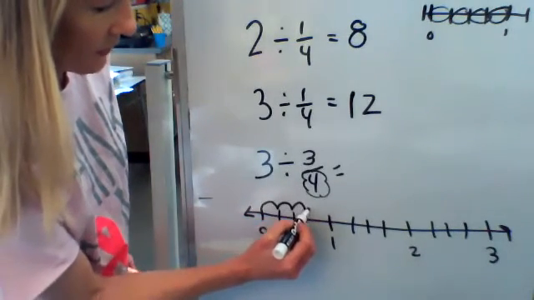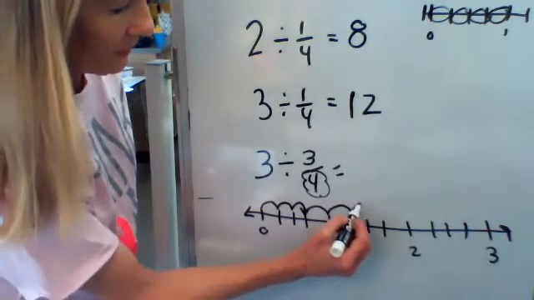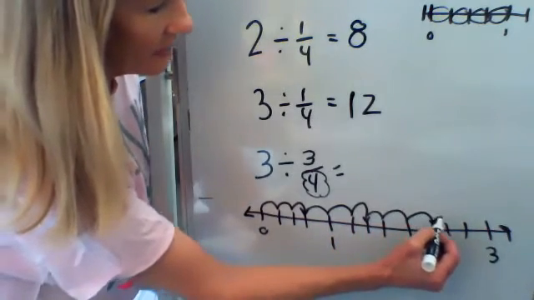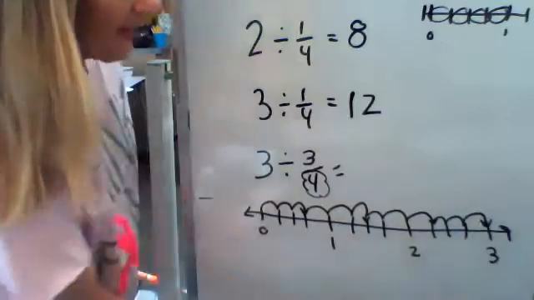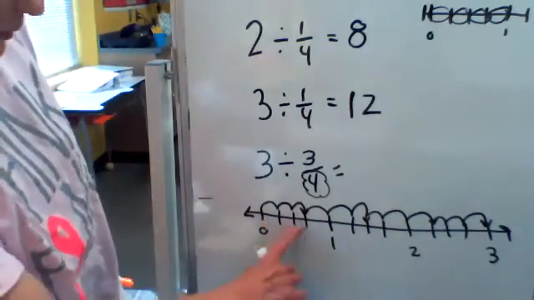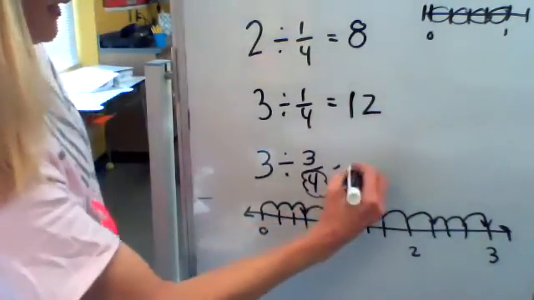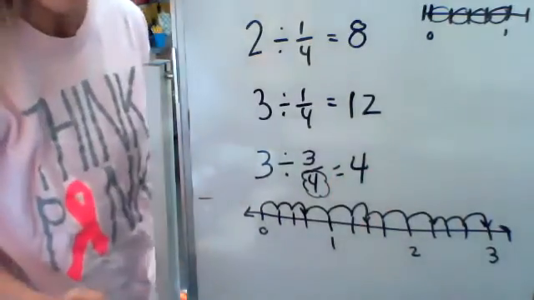1, 2, 3/4, that's 1. 1, 2, 3/4, that's 2. 1, 2, 3/4, that's 3. 1, 2, 3/4, that's 4. So there was 1 group, 2 groups, 3 groups, 4 groups. So the answer would be 4.